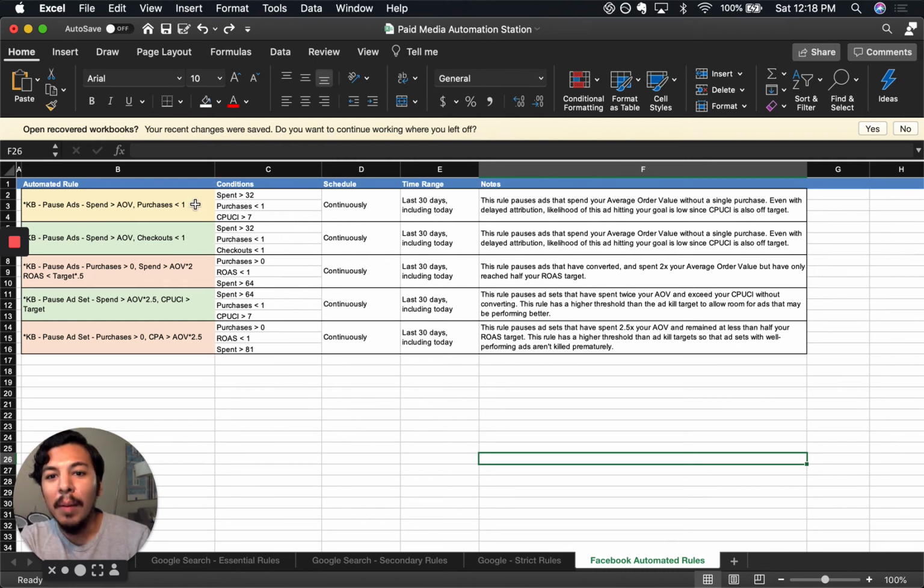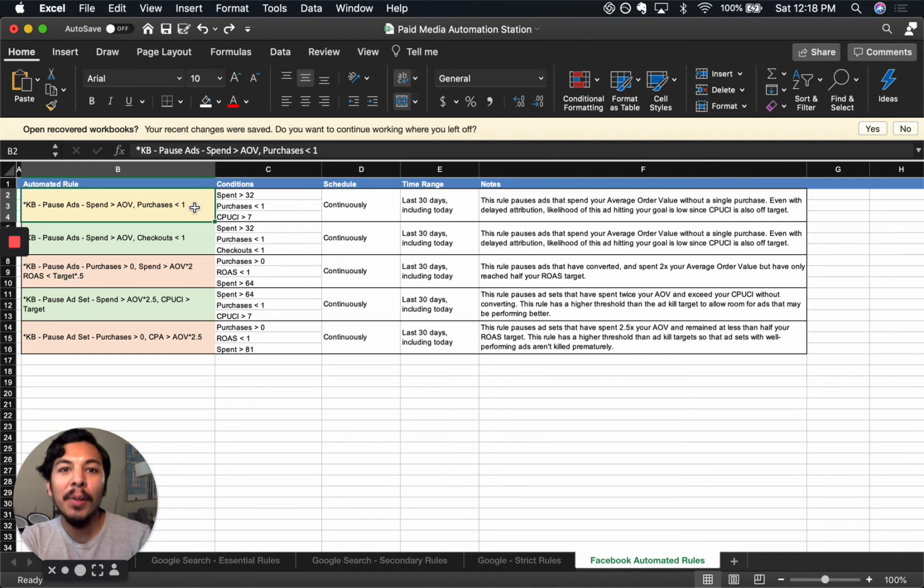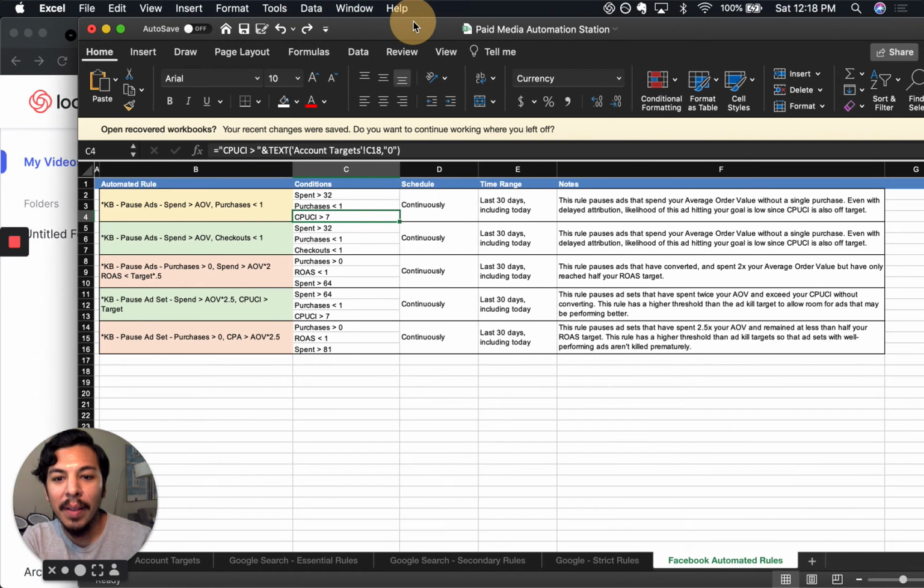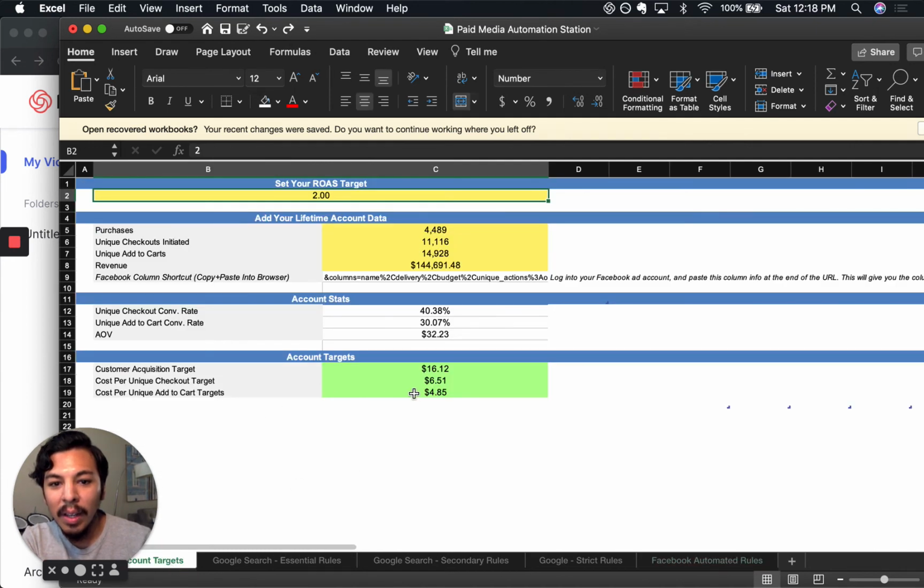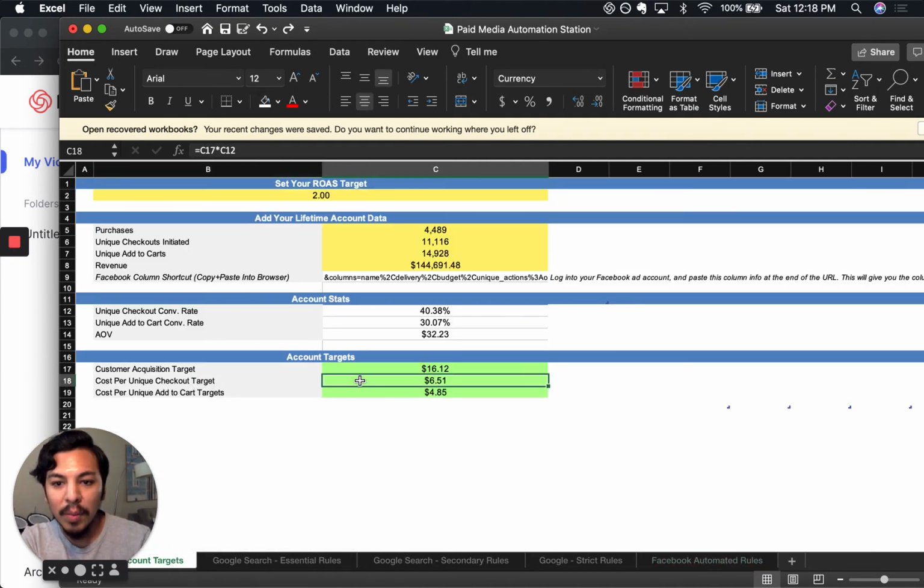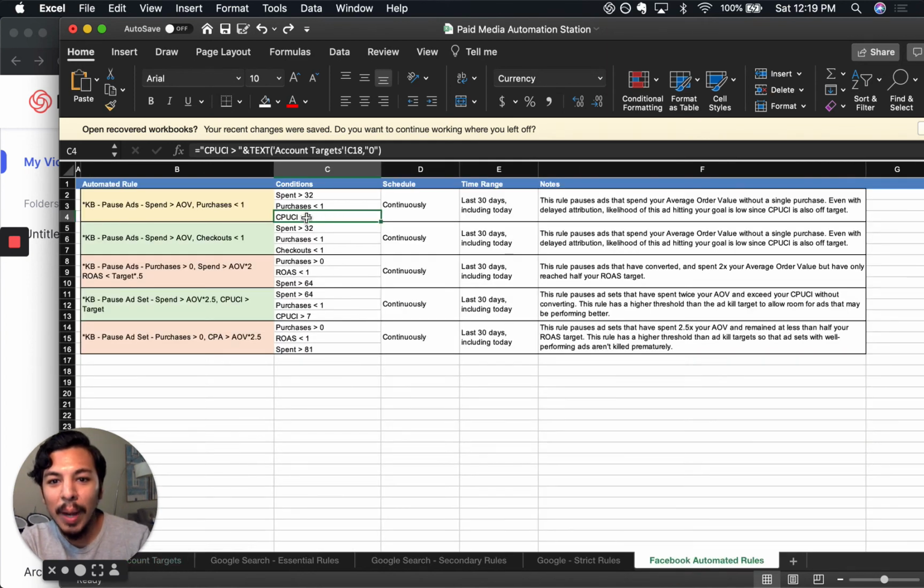so in this case, this one's pretty similar to our pausing keywords rule for Google. So in this case, we'll pause an ad if it spends more than $32, has no purchases, and in this case, if it's also greater than our unique checkout target. So if we come back here, we can see that our cost per unique checkout target is about $6.50. So this is rounding up a bit, just based on how the formula is set up.